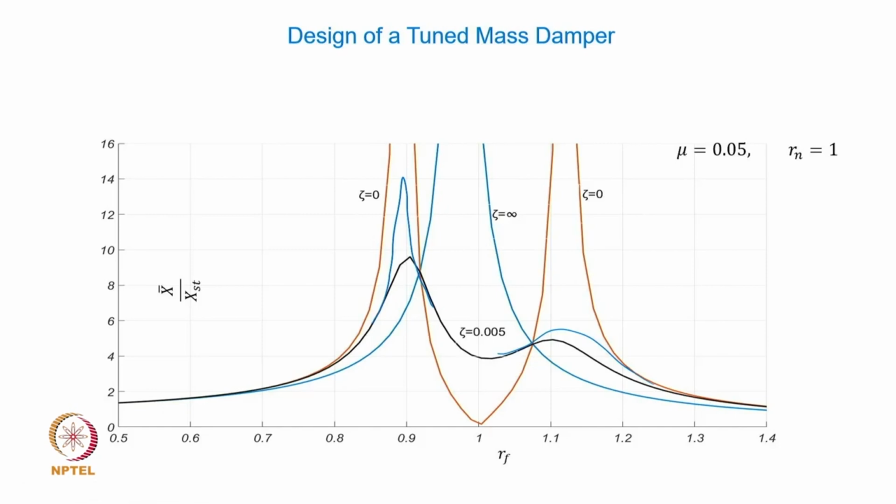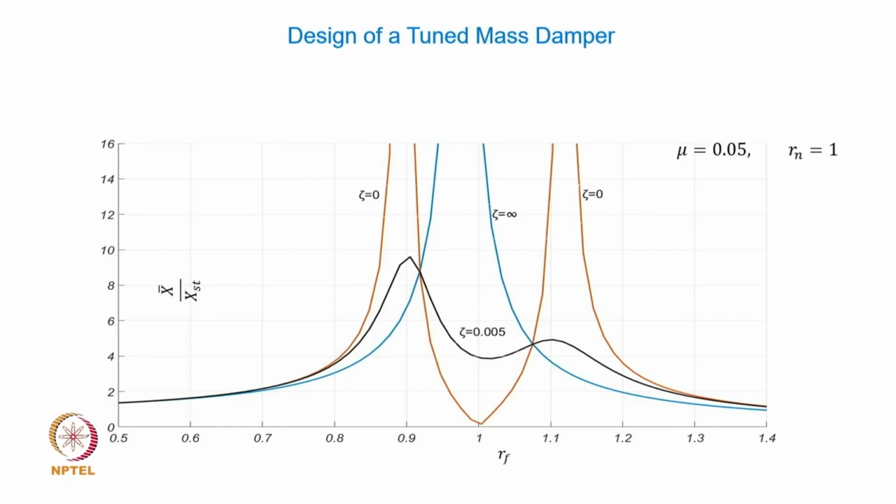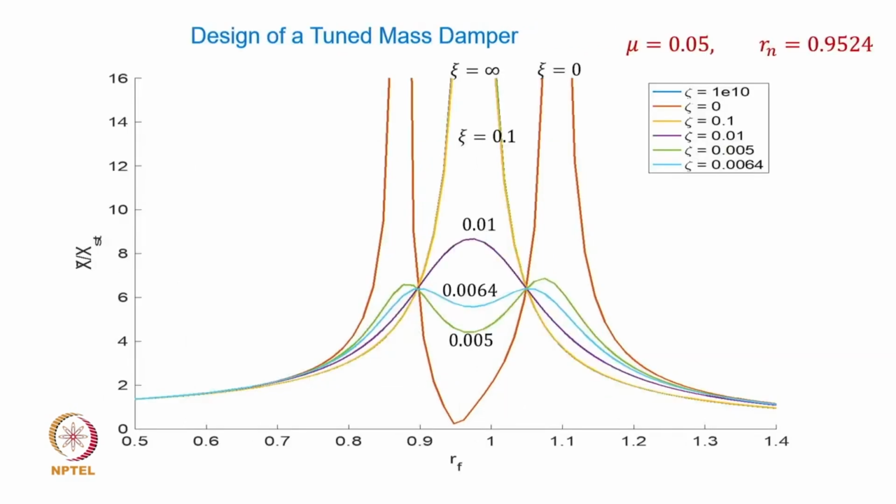So the question here is, how do I optimize the response, or how do I optimize the parameters of this vibratory system, like the stiffness, the mass, and the damping coefficient of the absorber, so that I get a perfect or a desired response from the damper. So the expected or desired response could be this.